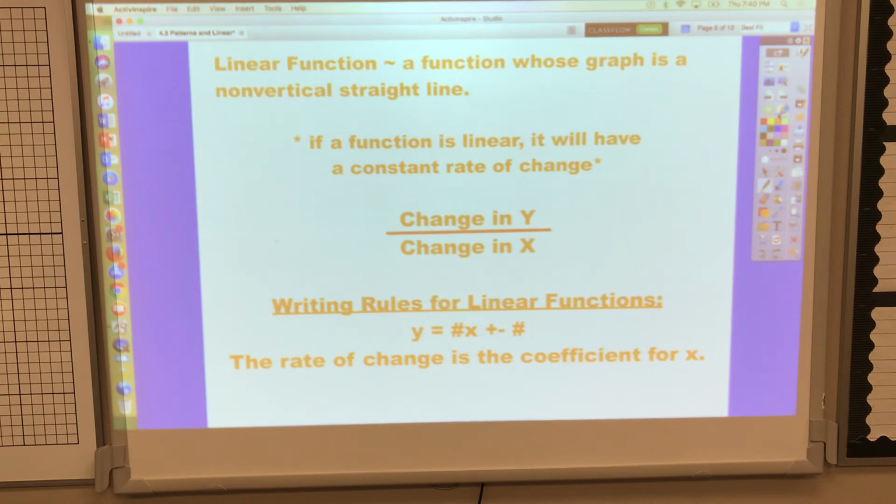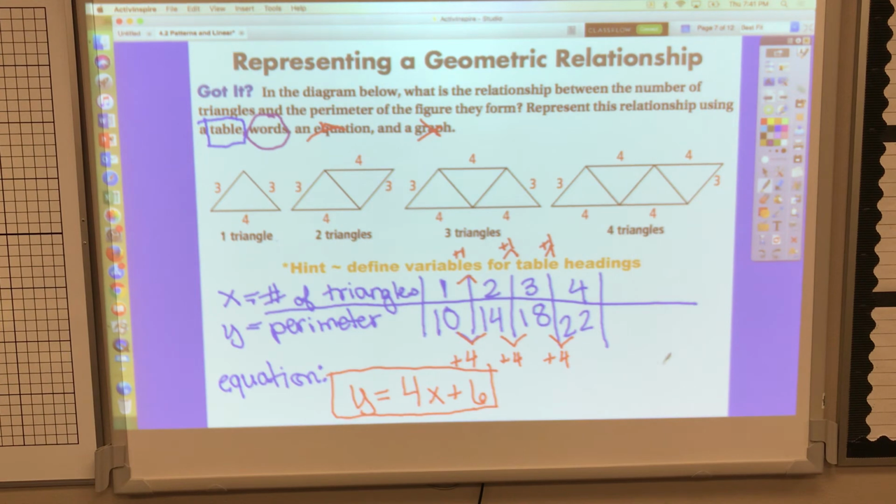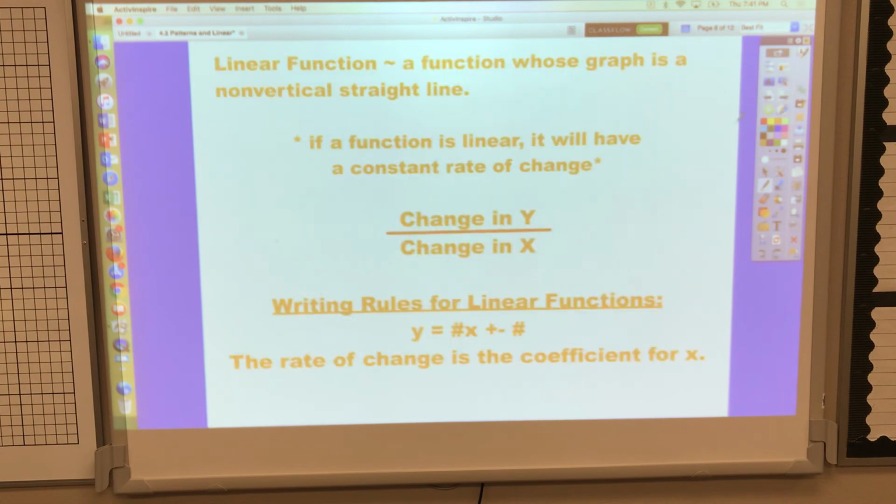Okay? And the way we find that coefficient is through this formula. You find your change in y, and you take it over your change in x. Now for me, for that last problem, luckily, if I look at this, that change in y was 4, that change in x was 1, which simplified to 4. So I knew that was that coefficient, which now you know is called a rate of change.